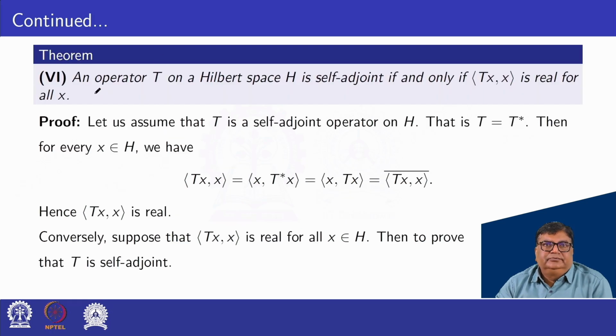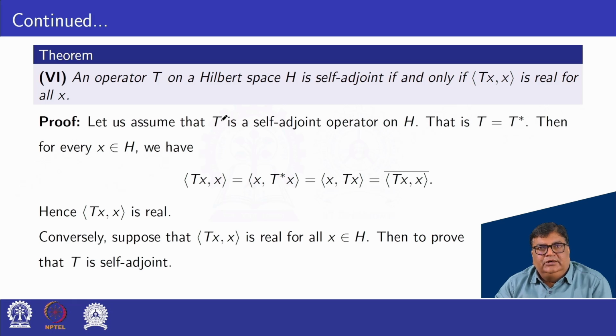Next theorem. An operator T on a Hilbert space H is self-adjoint if and only if inner product of Tx and x is real for all x. Proof. Let us assume that T is a self-adjoint operator on H, that is T is equal to T star. Then for every x belonging to H we have inner product of Tx and x can be written as inner product of x and T star x, as per the definition of adjoint operator.